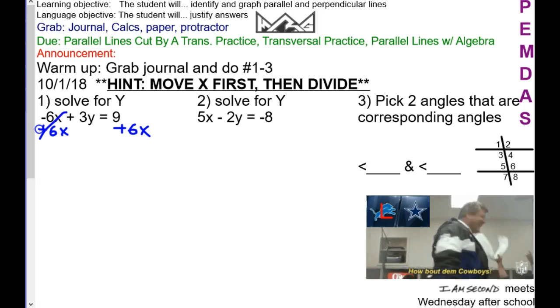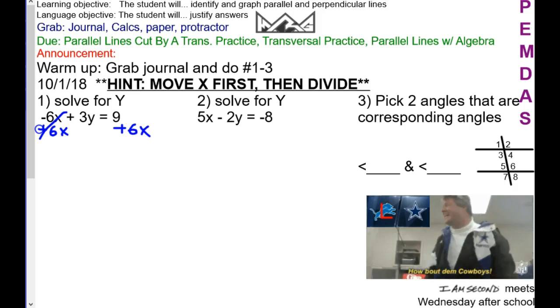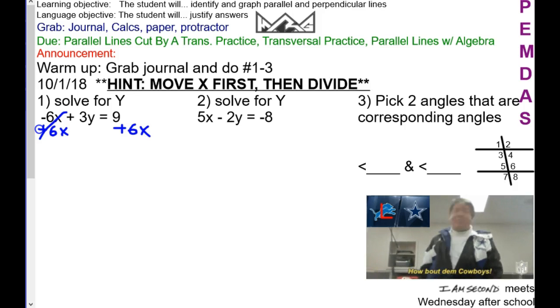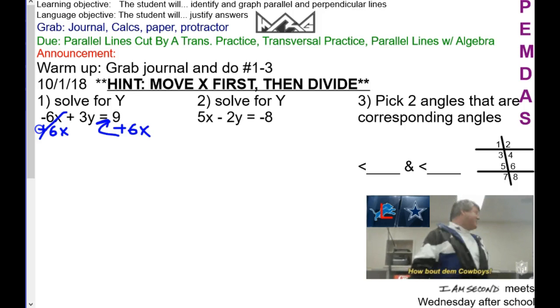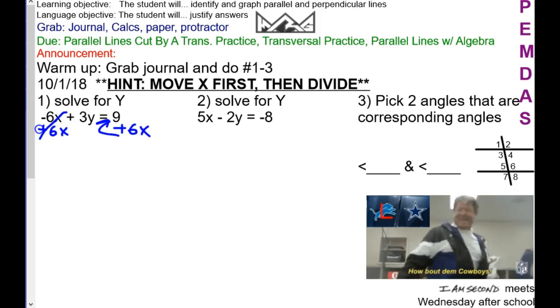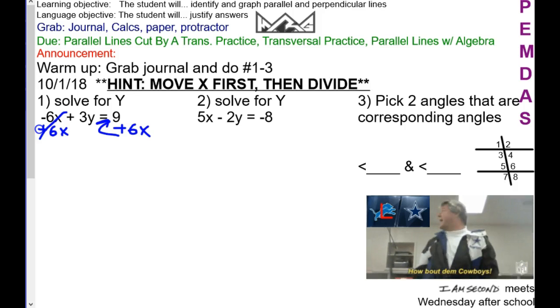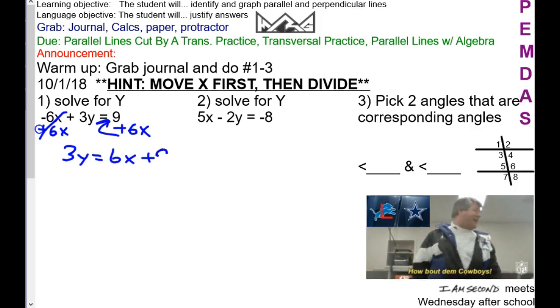Now, these cancel out. 9 plus 6x. Now, in other classes, I still have people putting 15 or 15x. Wrong. Please remember, I like to write this little arrow to remind myself, but it goes in front. The 6x goes in front of the 9 because aren't we familiar with seeing it as mx plus b, right? So let's write that. What do I bring down? 3y equal sign 6x plus 9.